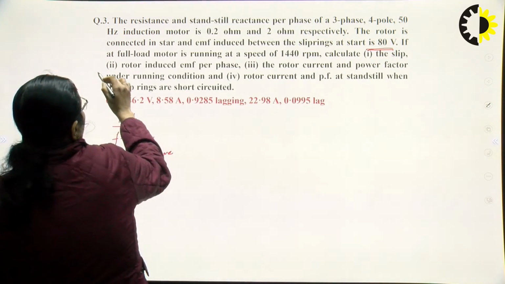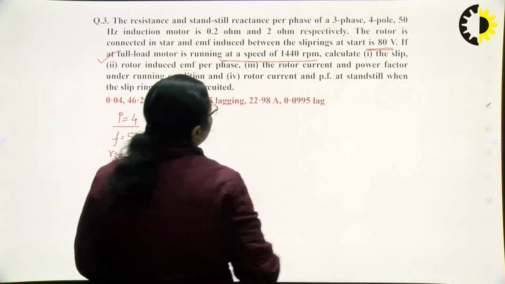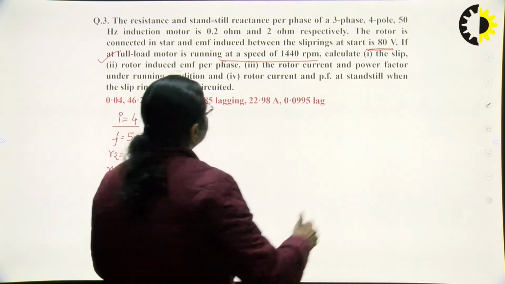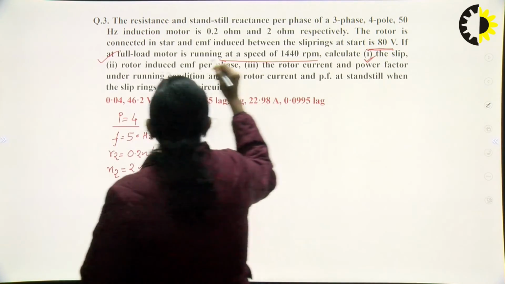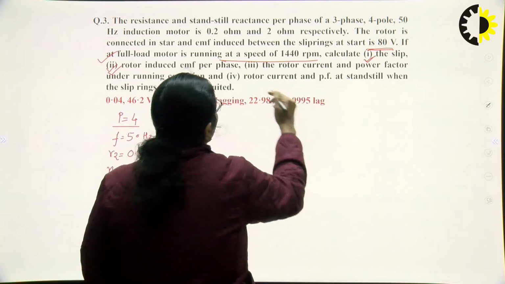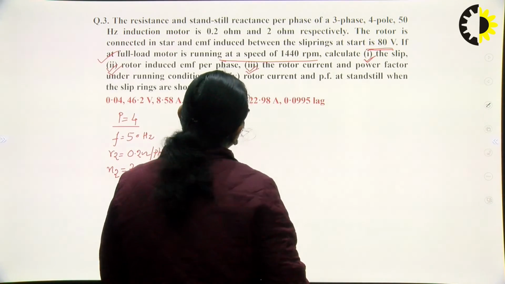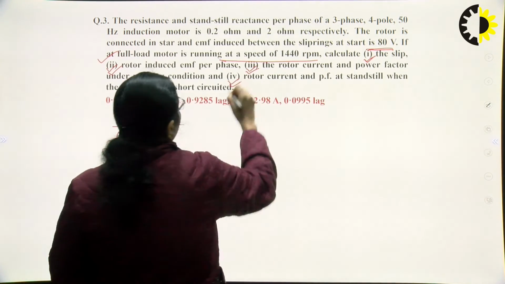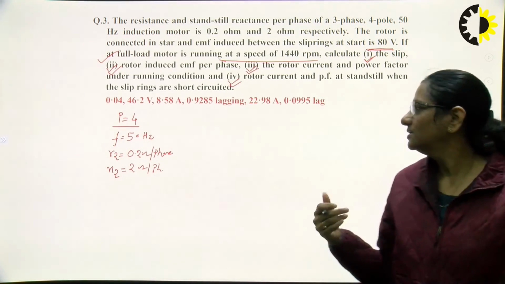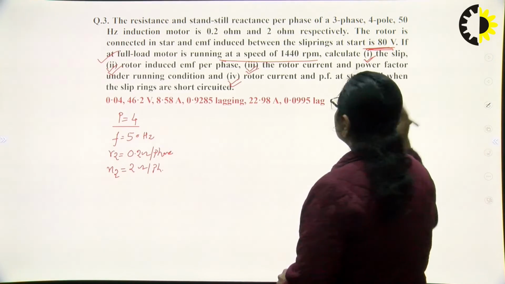If at full load the motor is running at a speed of 1440 rpm, we need to calculate, first, the operating slip. Second, the rotor induced EMF per phase value. Third, the rotor current and power factor under running condition, and the rotor current and power factor at standstill when slip rings are short circuited. The induced EMF here is the line induced EMF at standstill condition.